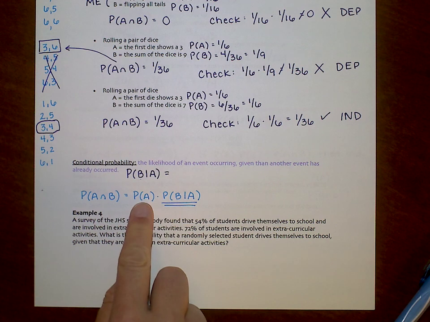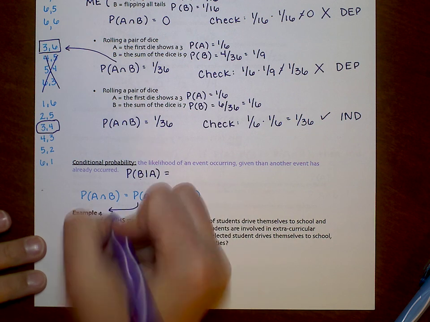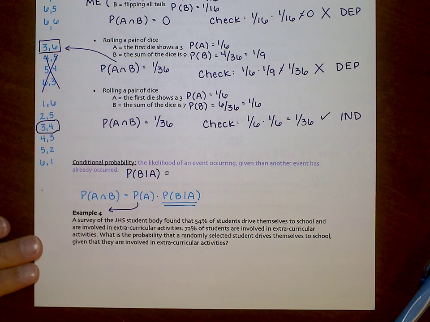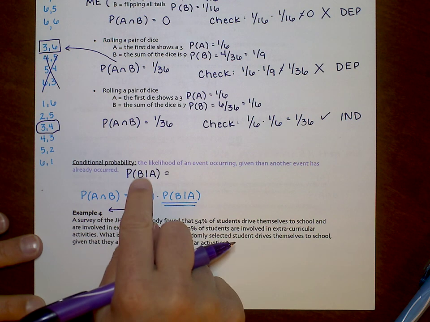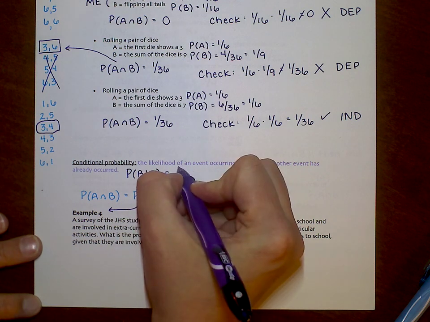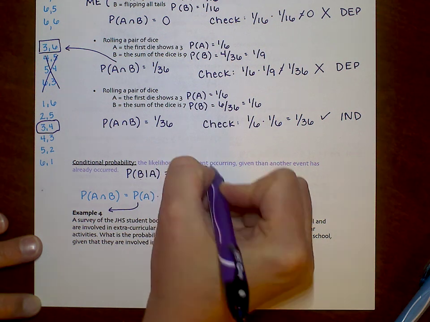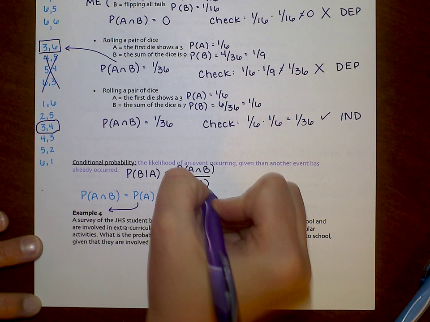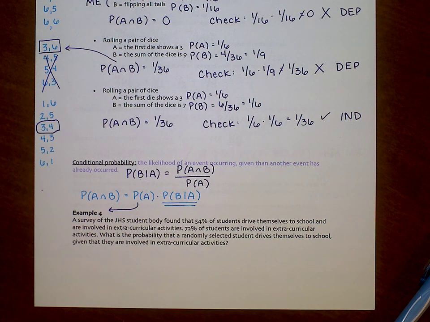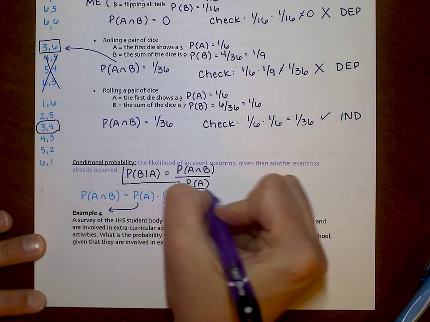So I'm going to divide this side by the probability of A. I'm basically going to take this probability of A and move it to the other side. To do that, I divide, because this is multiplication. And so I can say the conditional probability of B is the probability of the intersection divided by the probability of A occurring.